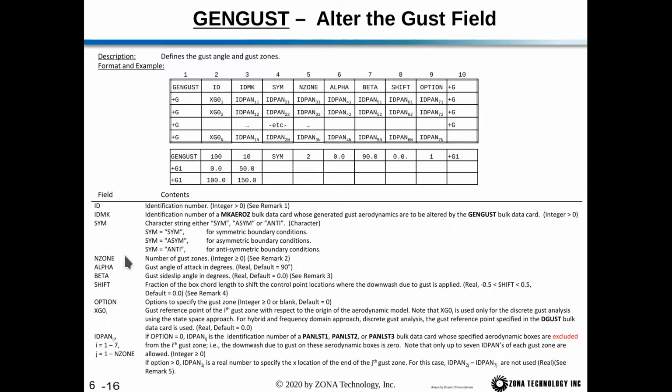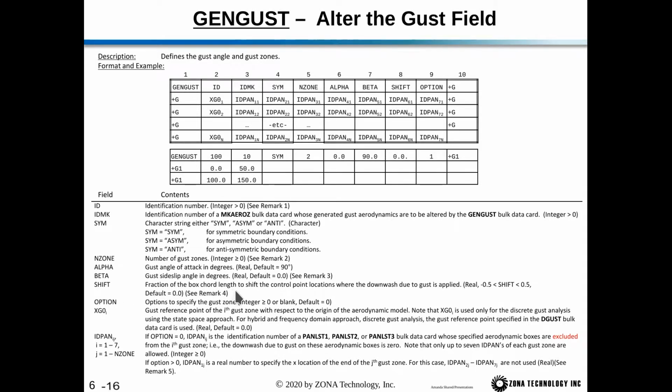End zone is the number of gust zones, which by default is 1. Alpha is the gust angle of attack in degrees, and remember the default's vertical gust, so that's 90 degrees. Beta is the gust side slip angle in degrees with a default of 0. Shift is an option to shift the gust control point.